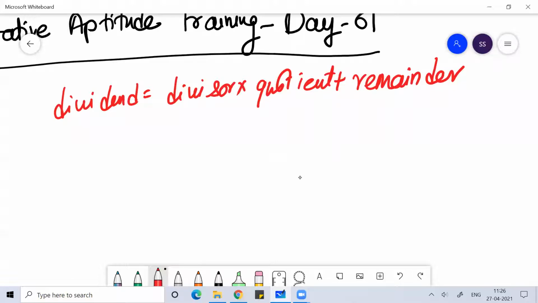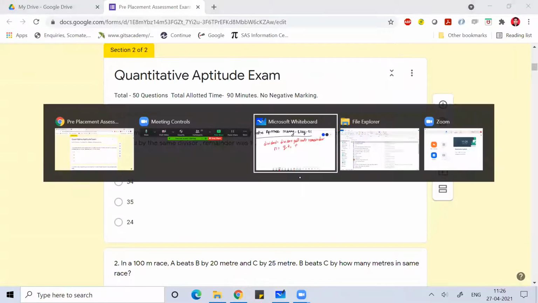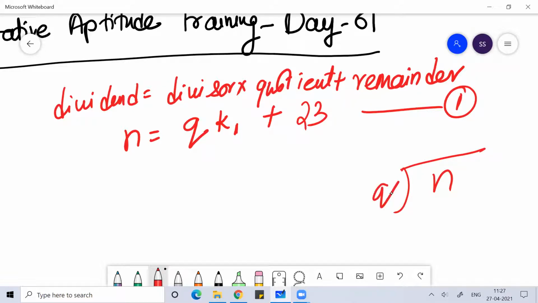Suppose your dividend is n. You are dividing by some divisor, maybe q, and your quotient is suppose k1. You are getting a remainder called 23. So you divided some number by q, you get a quotient, suppose k1, and you're getting a remainder called 23.